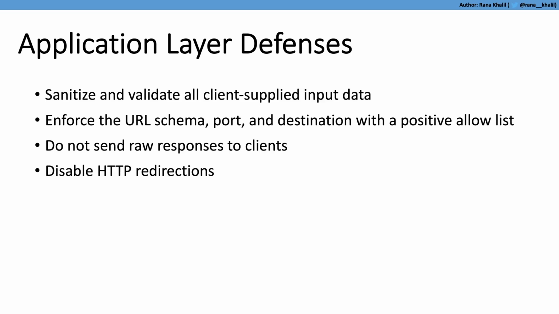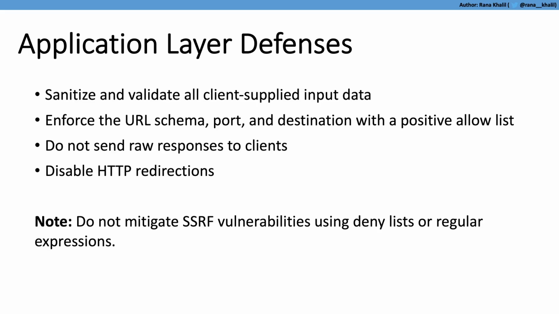Last but not least, you should disable HTTP redirections, and this helps prevent against the HTTP redirections bypass attack that we talked about in the last section. Now, it's really important to note that you should never mitigate SSRF vulnerabilities by using deny lists, or what is known as blacklists, or regular expressions, because we saw in the past couple of slides how you could bypass blacklists by using things like the octal representations of IP addresses or the decimal encoding of IP addresses and so on. And there's a ton of bypasses out there that are available for anyone to use, and that's why you should never mitigate SSRF vulnerabilities by using deny lists or blacklists.